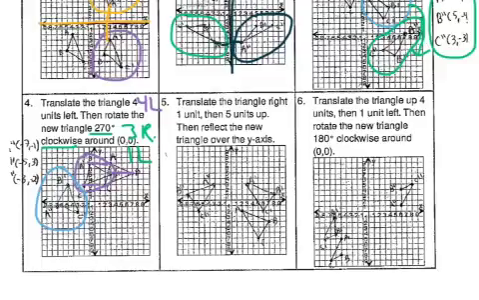For number 5, you're translating the triangle 1 unit right, so 1 right, and then 5 up. So that's what I did. I moved it once to the right, up 5, once to the right, up 5, and so forth. So this is my triangle after the translation. Then all I have to do is reflect it across my y-axis.